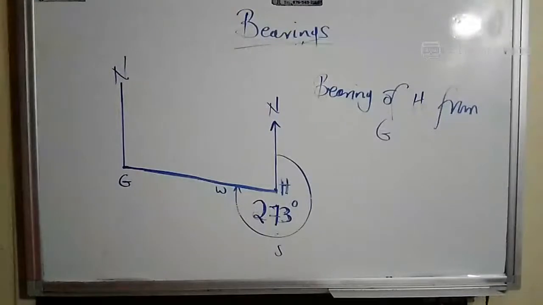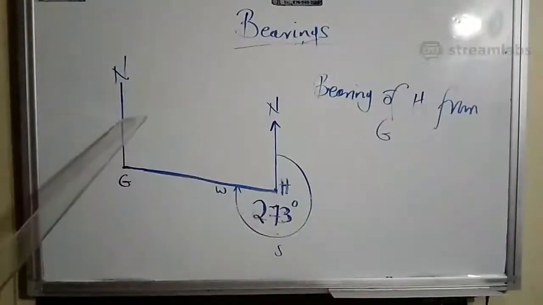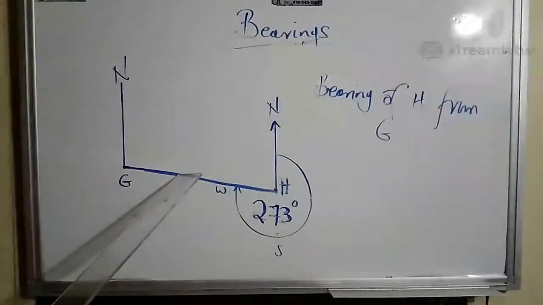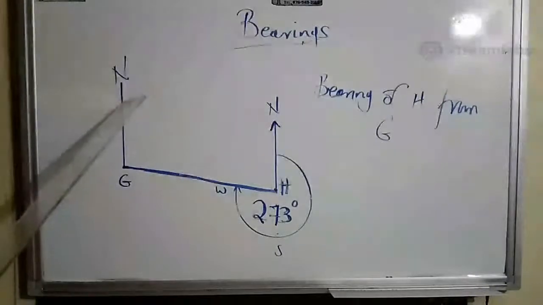Right, remember we are finding the bearing of H from G. So the bearing is always measured from the north line in a clockwise direction.